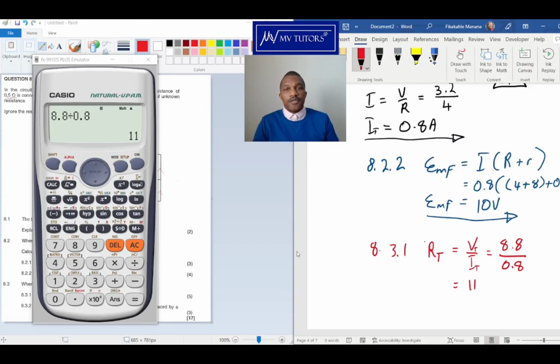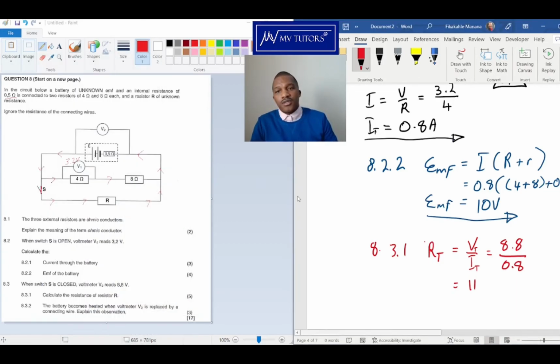Okay, we don't have to put units now because we're still solving. While you're still solving, you don't have to put units. You can only put units at the end. Alright, so we've got our R total. How's that going to help us?